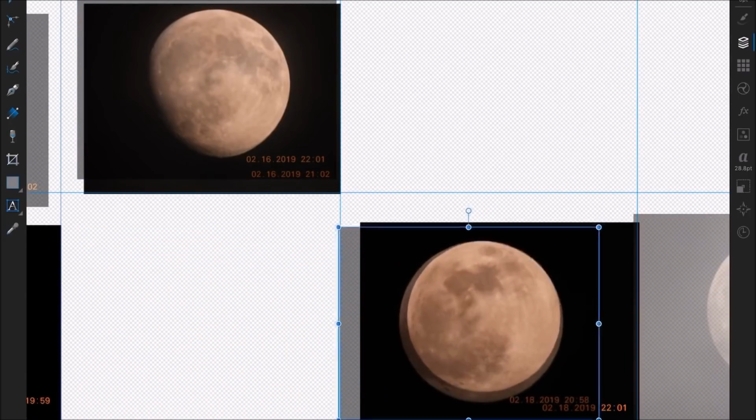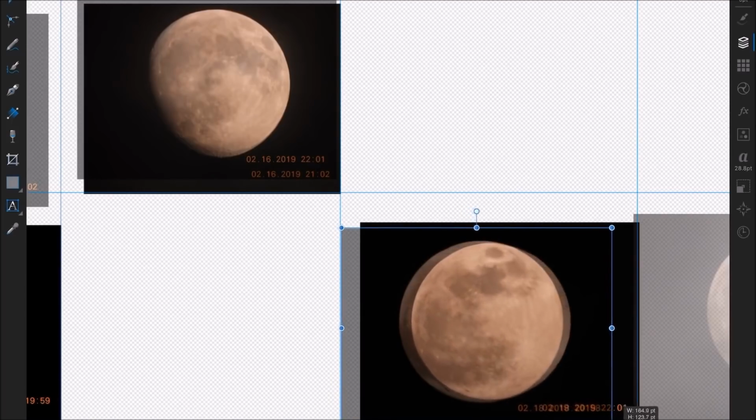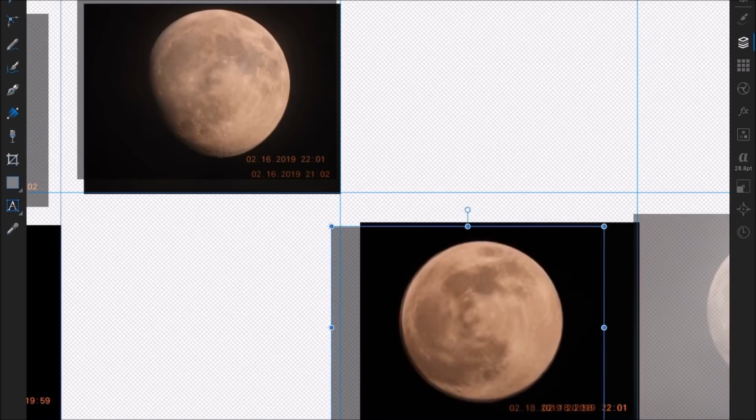Now I'm just overlaying the 2 days again, so you can see on the 18th, right there where I'm at, it was very little motion.